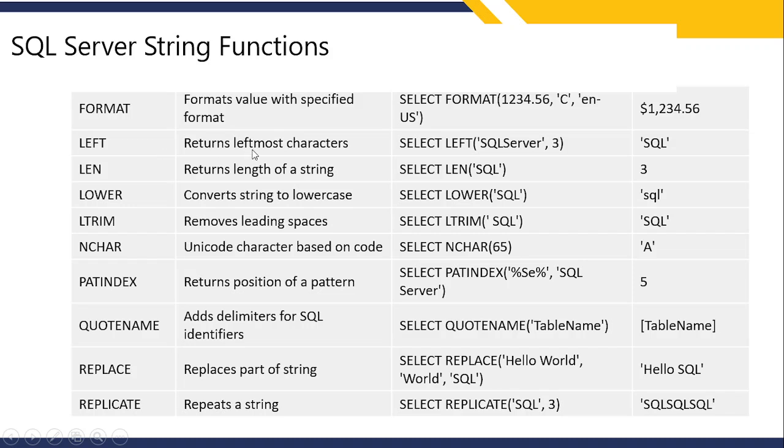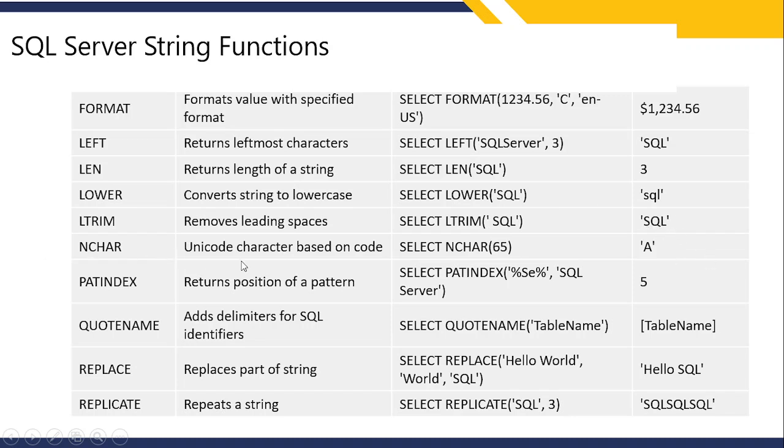LEFT will return the n leftmost characters. So here SQL Server, 3 will give me the first 3 characters from the left. LEN gives the length of the string, where LEN of SQL shows 3. LOWER converts the string to lowercase. LOWER of SQL will give me small sql. LTRIM will remove all the leading spaces from the left. So here space SQL is taken as SQL.